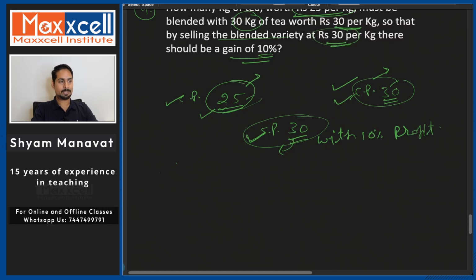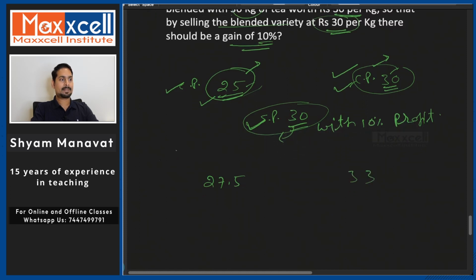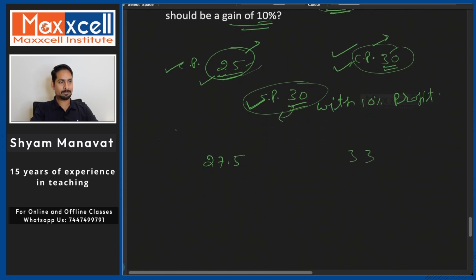That is 2.5. If you increase, that will be 27.5. 10% of 30, that is 3, so that will become 33. And here this is already with 10% profit, so this is 30. Now you can apply the alligation rule. Are you getting it? Yeah. So everything becomes with 10% profit in the same form.